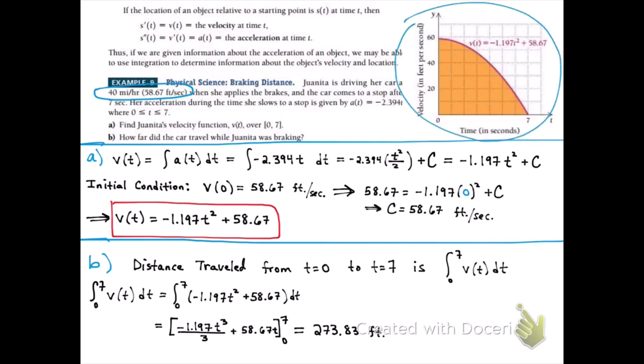So we can look at this graph up here to see this represented. This curve that's graphed is the velocity function that we found, v of t. And then the area underneath this curve on the interval from 0 to 7 represents the distance traveled by the car while it was braking. And you can see that in 7 seconds, the car went 273 feet. And in the beginning, the car was going 40 miles per hour.